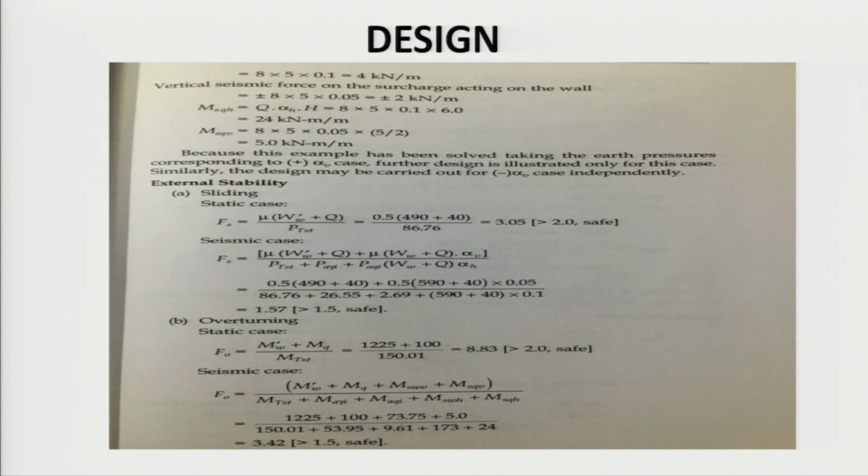Again we will consider vertical seismic forces on the surcharge acting on the wall. Putting the value of each parameter, we will get 2 kilonewton per meter, and the moment will be MSQH, we will get 24.24 kilonewton meter per meter, and MSQV we will get 5.0 kilonewton meter per meter.